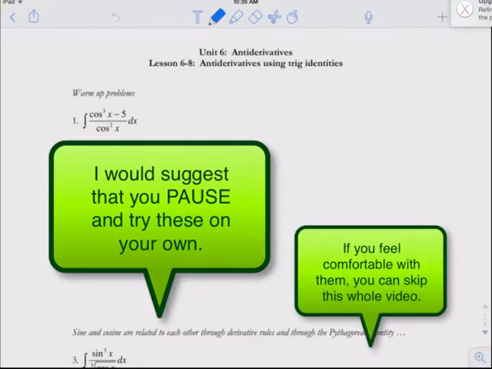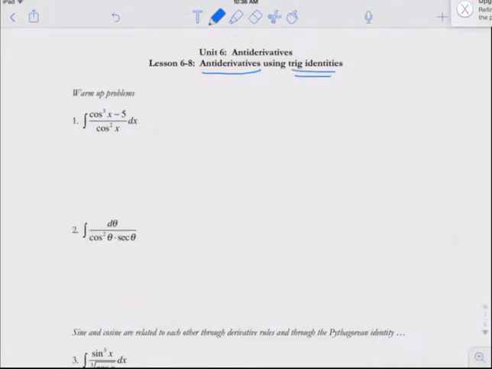So 6.8 is about taking antiderivatives with a focus on using trig identities. It's not that there's new rules, just sort of another way of looking at it. So there's two warm-up problems.